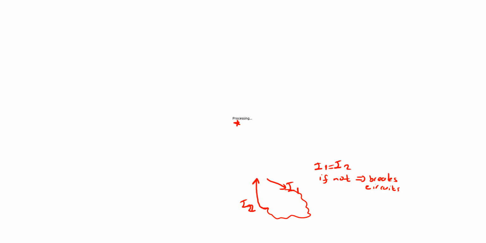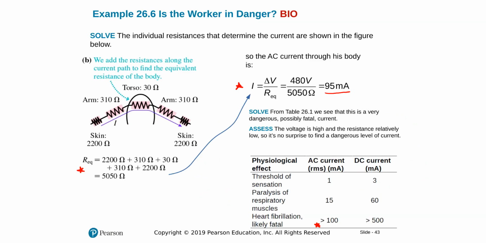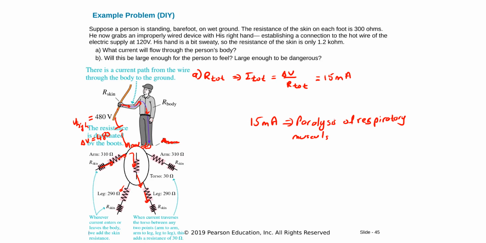You can always go back to this table to check what was dangerous and what was the safe zone for AC current. Alright, see you in the next lecture.